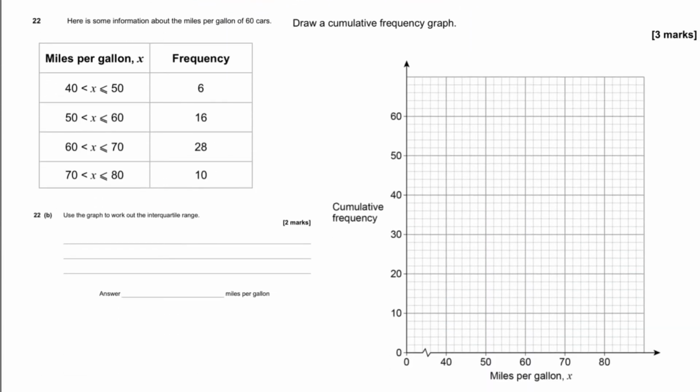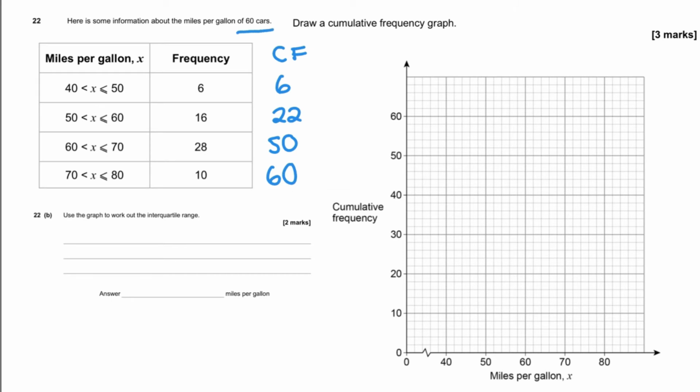So our next question says, here is some information about miles per gallon of 60 cars. Draw a cumulative frequency graph. From the key points video, we know that we need to have a cumulative frequency column in our table, and that's the running total of the frequencies. So after the first range, we've had 6 cars. After the second range, we've had 22 cars because we add on the 16. After the third range, we've had 50 cars because we add on the 28. And at the last range, we have 60 cars, which is the total number of cars that took part.